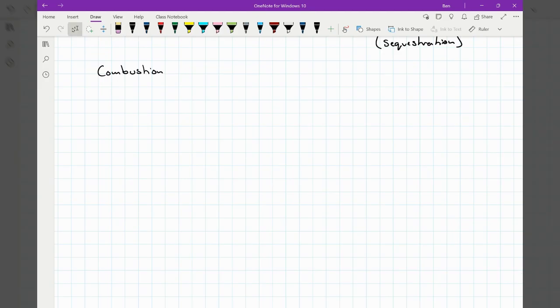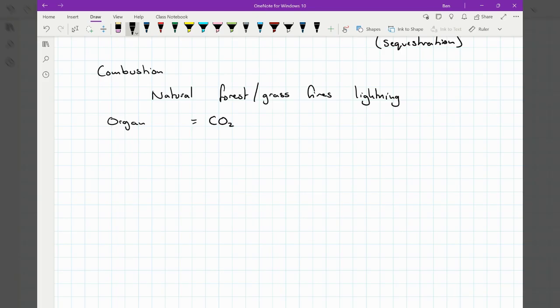And the last one then is combustion, which we think of as a very human activity, but this is where things like natural forest or grass fires from things like lightning, which you find some ecosystems are really sort of dependent on that occurring. And this results in carbon dioxide being released from organic molecules. So organic carbon is released by combustion back into the atmosphere as CO2.